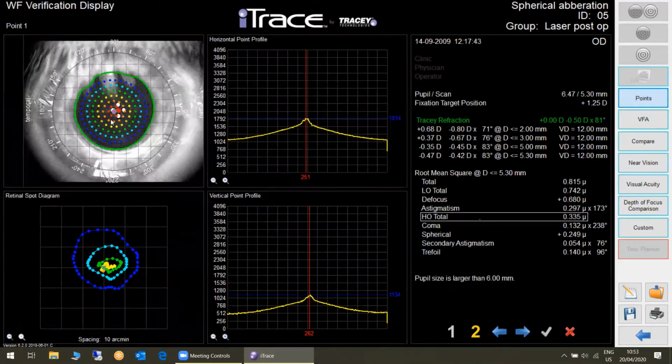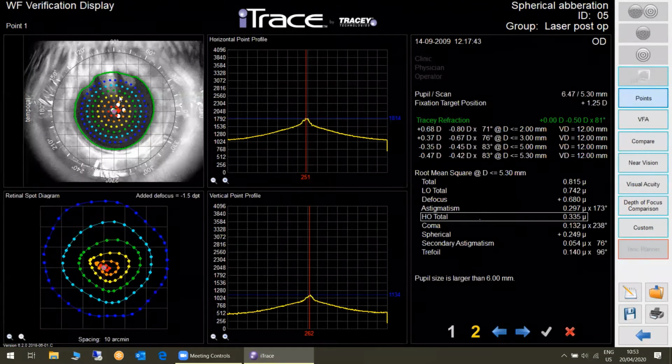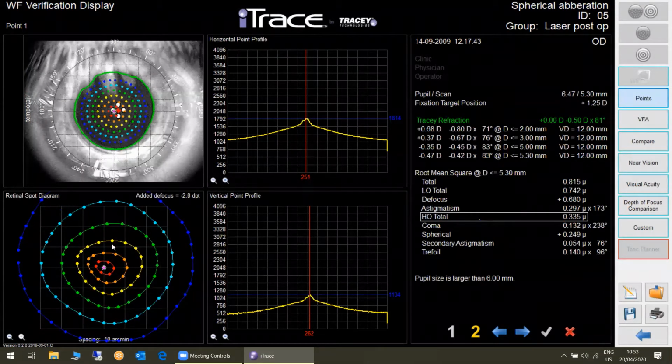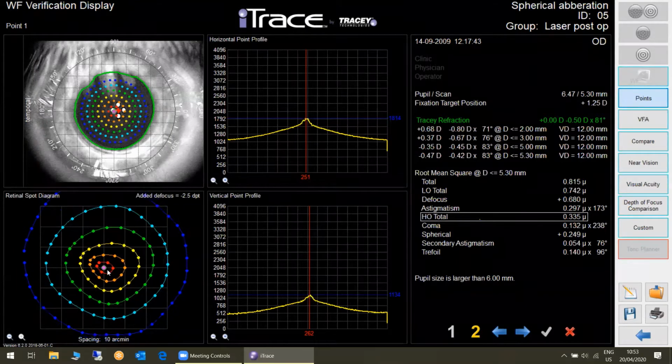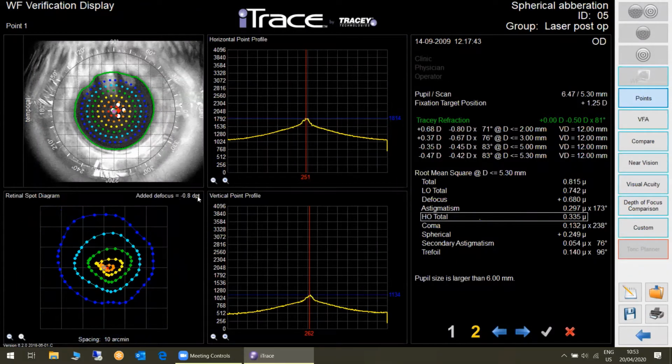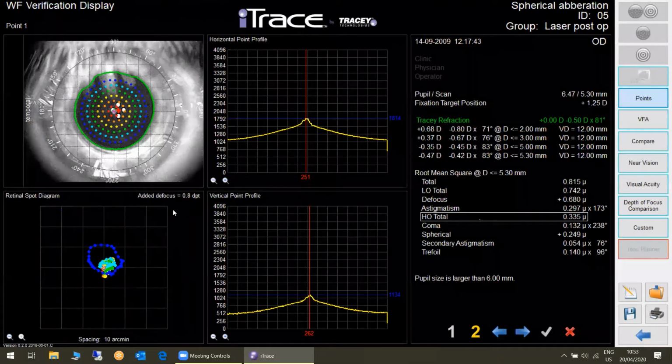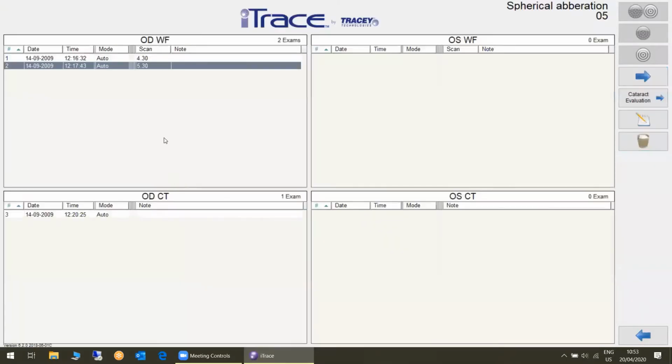You see, those rings have a color. And you see here in the center, the red is here. The red is the smallest. Here we are at +3/4. But at night, you will need -3/4. So that's a difference of 1.5 diopters. Okay, so this was the spherical aberration.